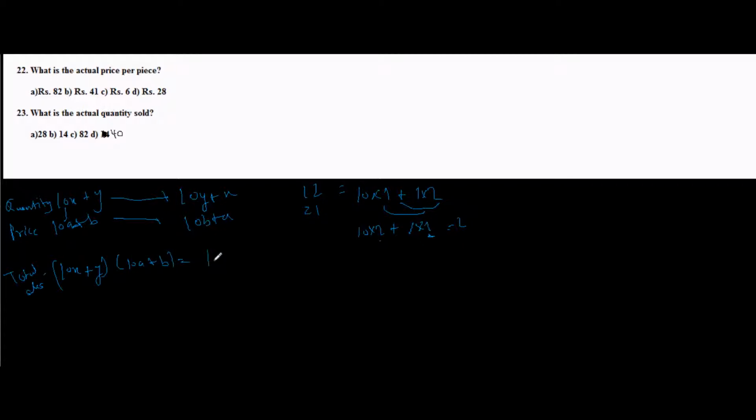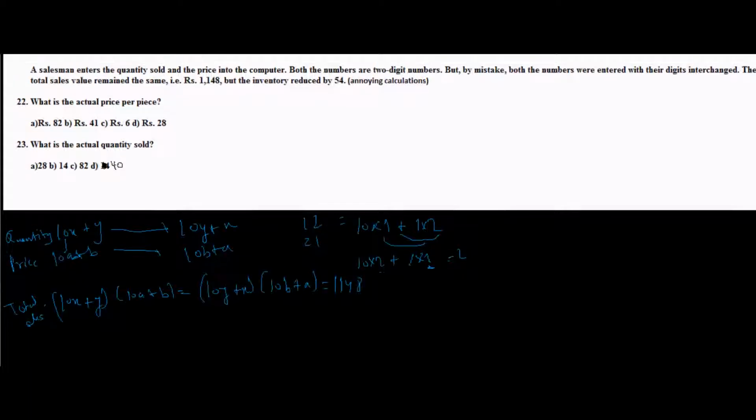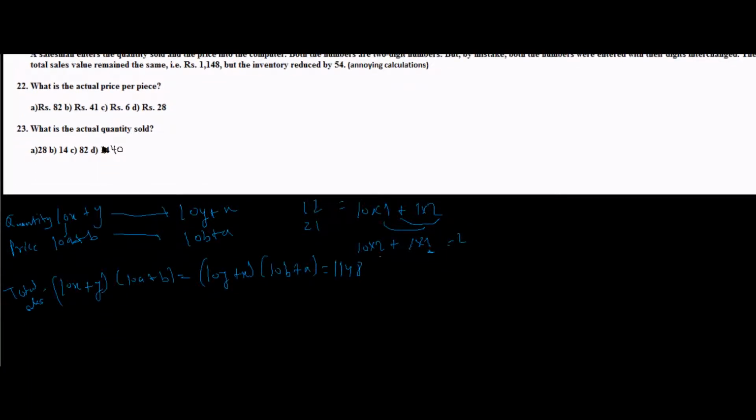Will be equal to (10y + x) into (10b + a), because total sales remain the same, and which will be equal to 1148. So this is an annoying equation. So instead of solving this, first I will move to the second equation and see if I can infer something out of that and the given options. Because as I told you, the trick is to avoid unnecessary calculations as much as possible.